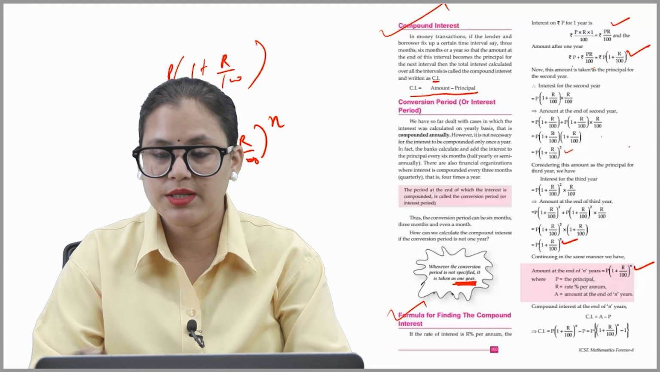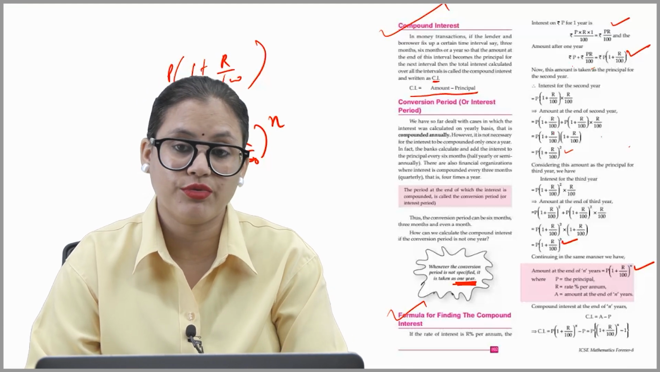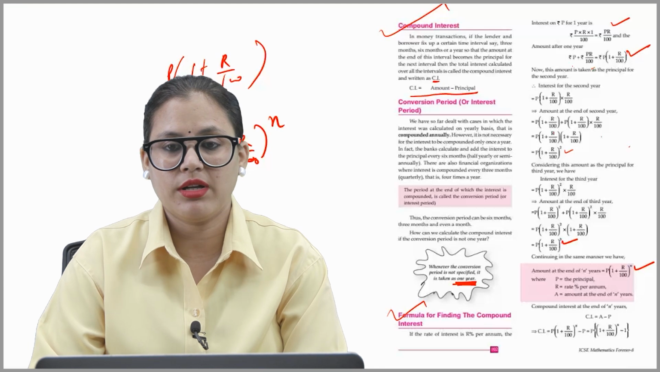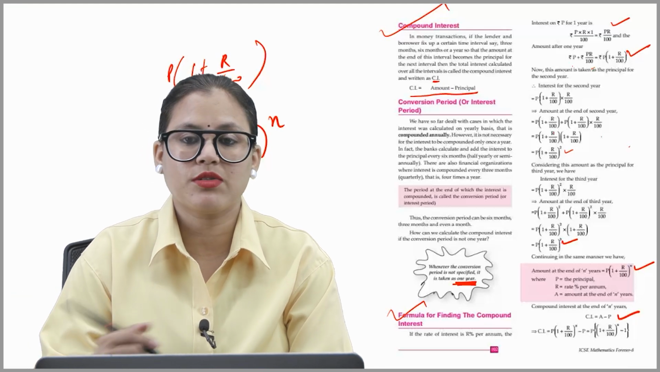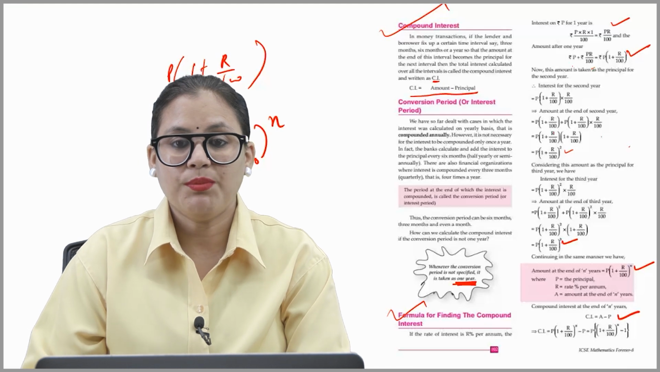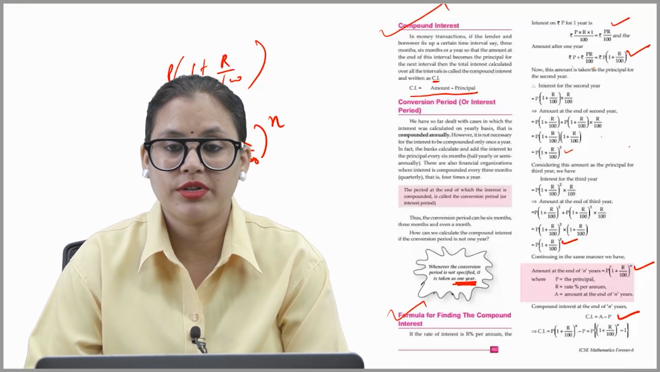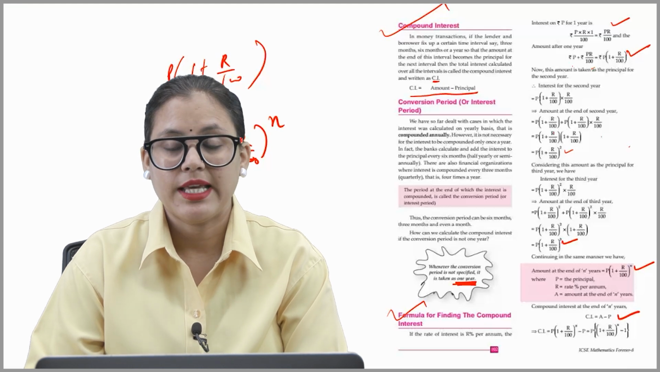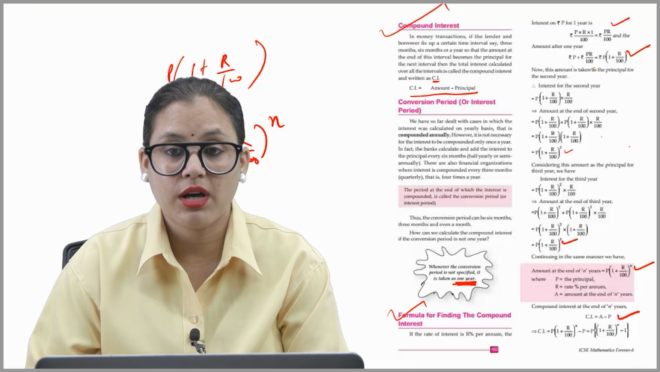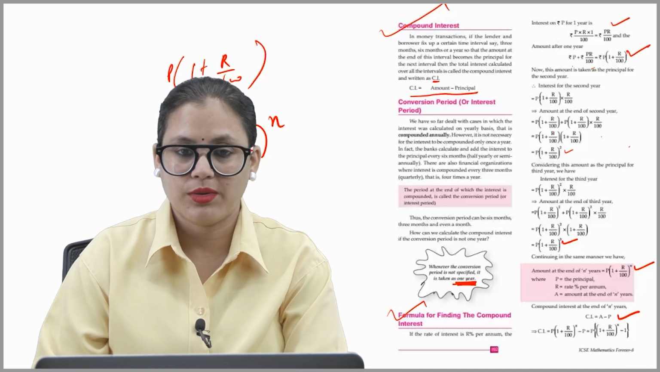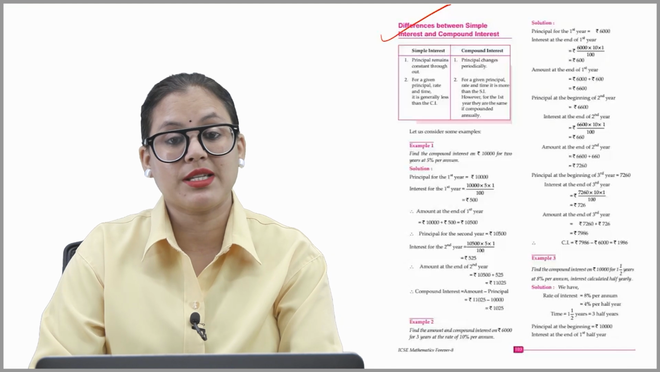Okay, here P is the principal, R is the rate per annum and A is the amount at the end of n years. Okay, and compound interest at the end of n years is what? Amount minus principal. Okay, so compound interest is equal to P(1 plus R upon 100) raised to the power n minus P, that is P[(1 plus R upon 100) raised to the power n minus 1].